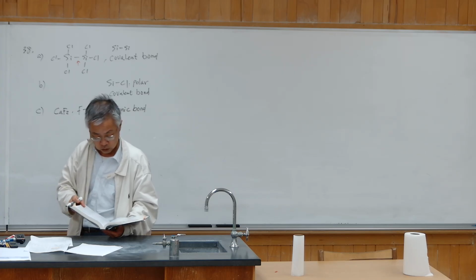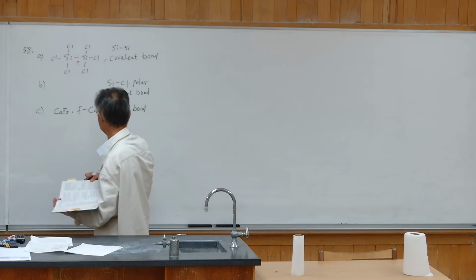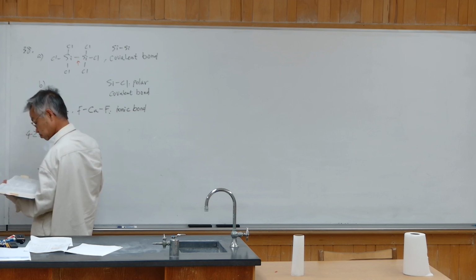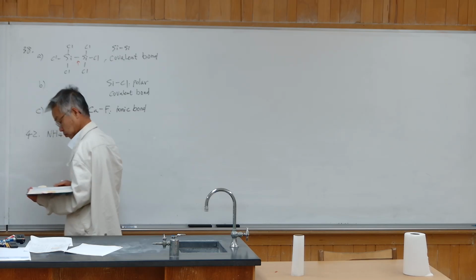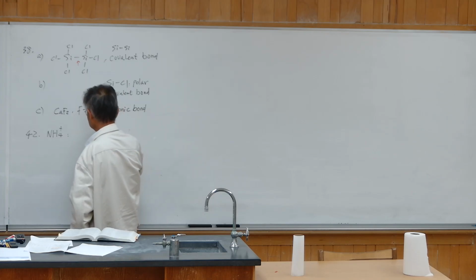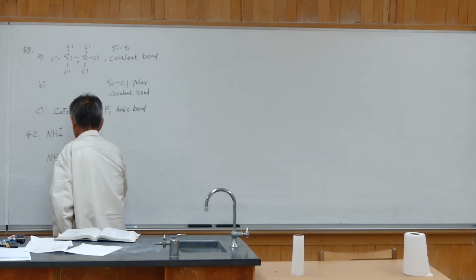Okay, one more. Let me show you the Lewis structure. Let's say 42. Here is one for you: the ammonium ion. So if this is NH3, then the Lewis structure looks like this. Okay?